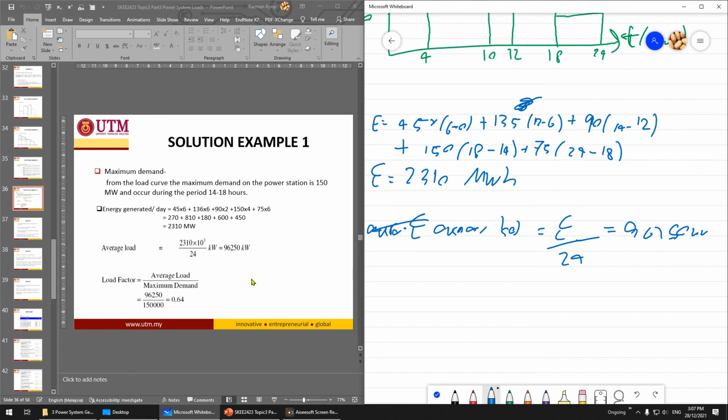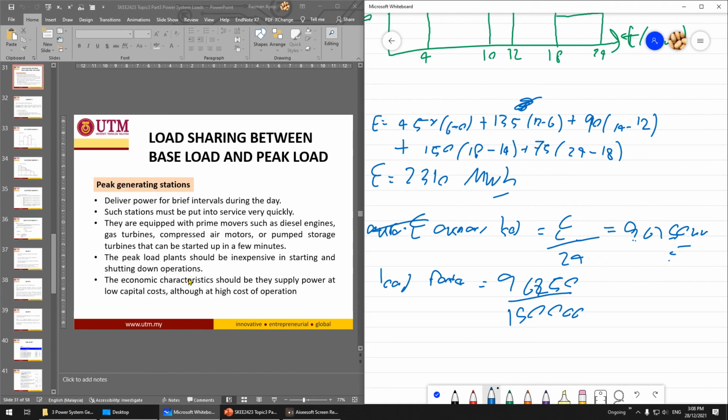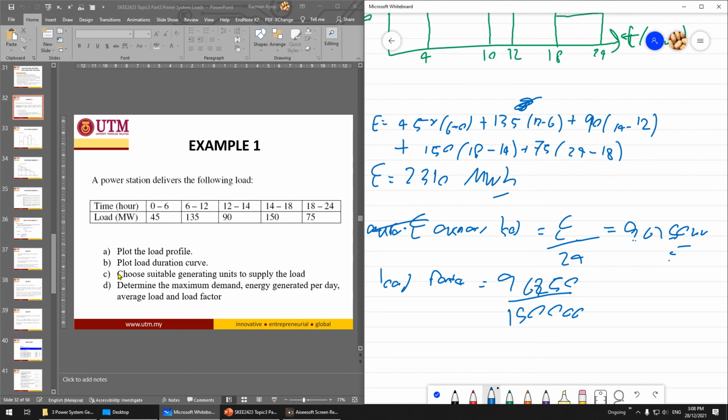Then the load factor, of course, you just use the formula. Load factor is equal to 96250 divided by the peak, which is 150, 100,000. So be careful, this one is mega, this is kilowatt. Depends on you. Usually we use kilowatt. So you get the answer 0.68. It's not a very good load. A good load should have 1. We have completed example 1.